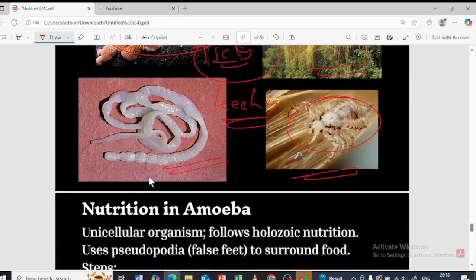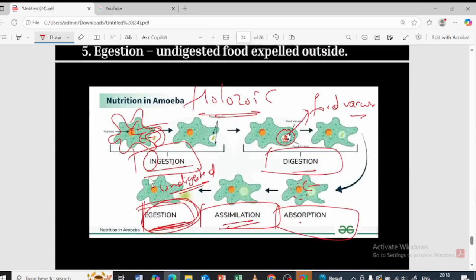Then about the nutrition in the amoeba. First, ingestion is going to take place with the help of the pseudopodia. It is going to engulf the food, and this food is going to get inside the food vacuole. With the help of enzymes, it is going to digest. That process is called digestion. That digested food will move to the cytoplasm, which is called absorption. Then that digested food will be used by the body for energy as well as growth, and it is called assimilation. And whatever undigested food is there is removed out of the body, called egestion.